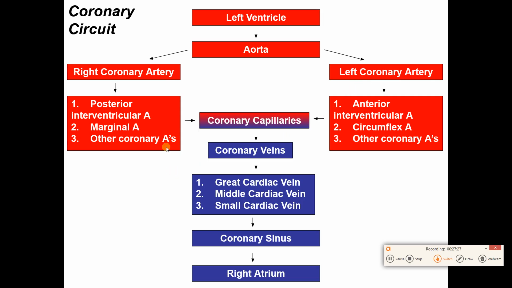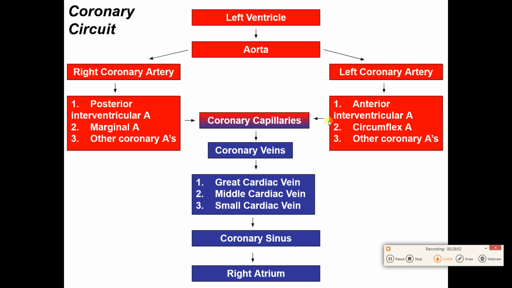The right coronary artery gives off branches. Two important ones are the posterior interventricular artery, which goes down the back in the middle of the ventricles, and the marginal artery, which is on the right side. Two important branches of the left coronary artery are the anterior interventricular artery, which goes down the front in between the ventricles, and the circumflex artery, which is on the left side. And of course, there's lots of other coronary arteries, and then smaller and smaller branches of these.